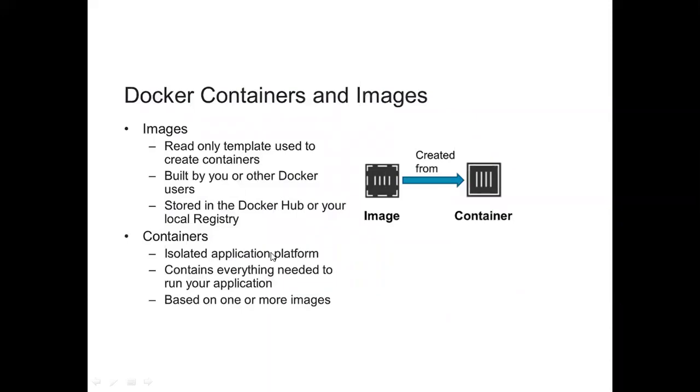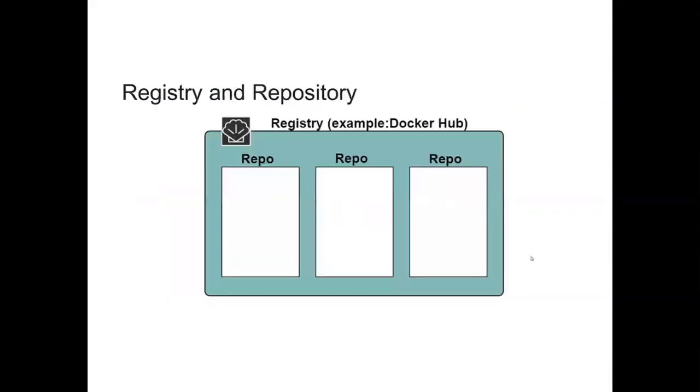Here, Docker containers and images we discussed. All these images are read only, as we have just learned, and they are built by either you or some Docker users, and stored in the hub or your local repository. Now, what are containers? They are isolated app platforms which contain everything needed to run your application. Basically, the run format of images. The containers can spin up using one or more images.